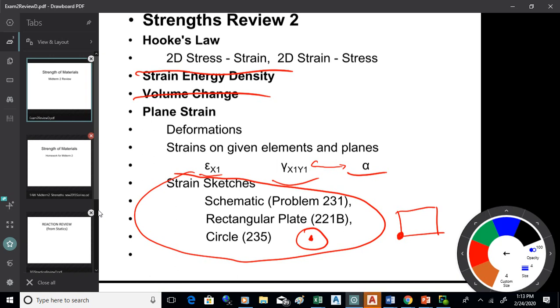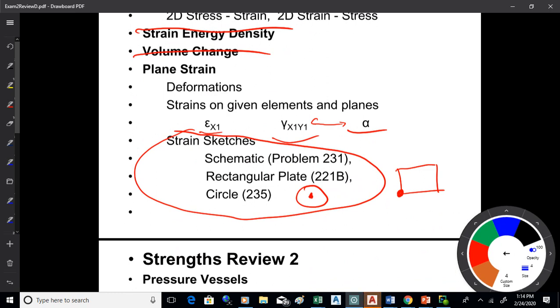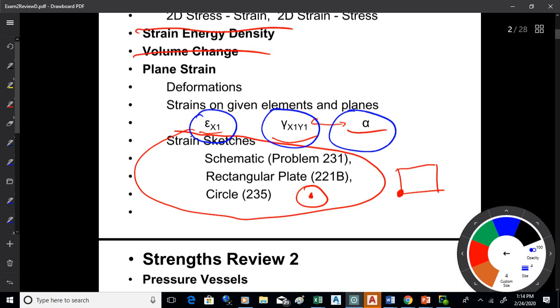So what we're doing with the biaxial strain is, one, we're visualizing deformation. Now the deformation is what? Epsilon times L. So you could find the strain at a given angle and then find the deformation. Actually, there's a number of ways to get this. It just depends on what kind of delta you want. So maybe I'll take that out, because there's a few different formulas you can use to get the deformation. You can find the strain on given elements and planes. You should know what these are and be able to visualize them.